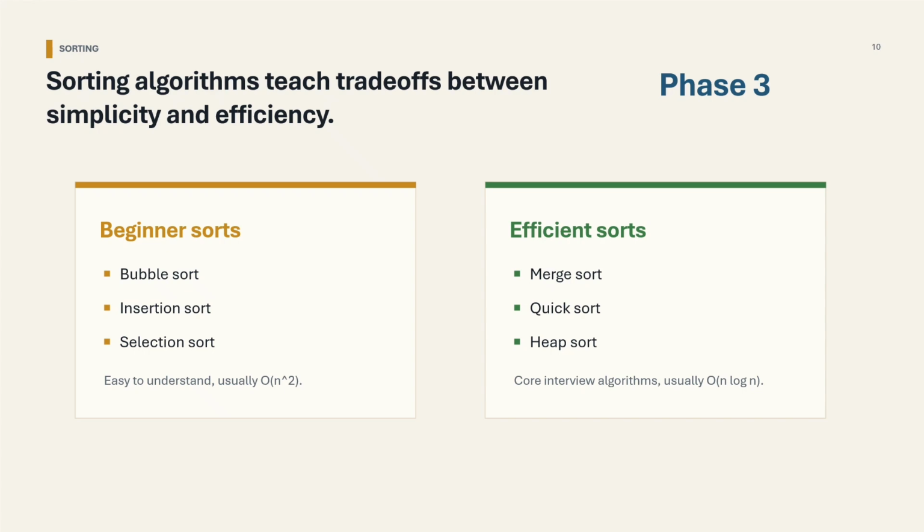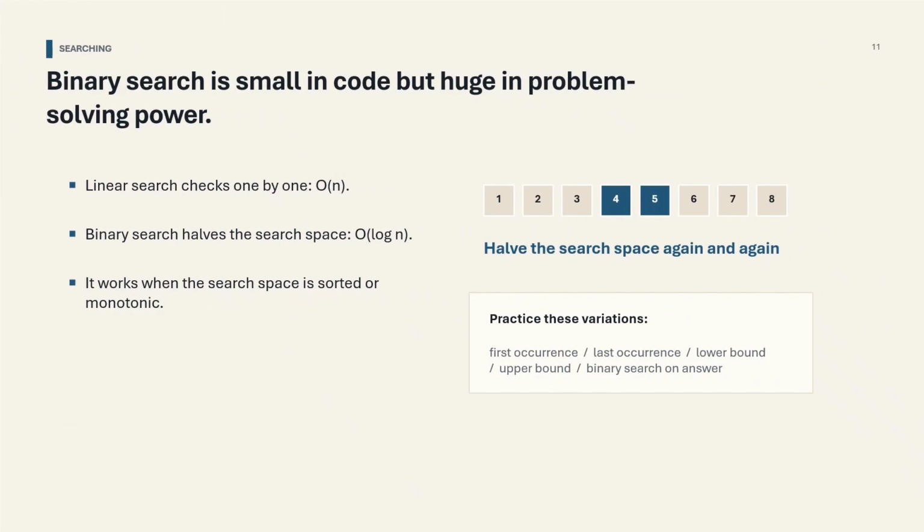And after sorting, learn searching algorithms. Linear search and binary search. Linear search checks each element one by one. It works on both sorted and unsorted data, but its time complexity is O(n). Binary search works only on sorted data. It repeatedly divides the search space into half and its time complexity is O(log n), which makes it very powerful. And binary search is one of the most important algorithms in DSA, so practice it properly.